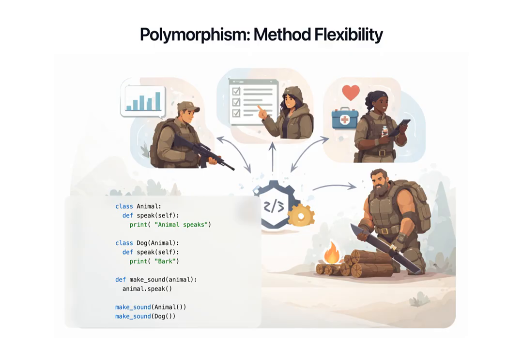Polymorphism allows method overriding, enabling different implementations. It supports multiple data types and promotes interface uniformity, allowing flexible function usage.